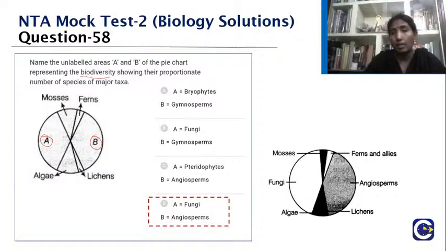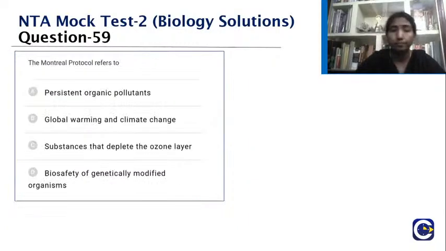You can see here, we have the mosses, then we have those ferns and all. That is followed by the angiosperms, the shaded area. Then we have those lichens, the symbiotic association of algae and fungi. Then we have the fungi, then we have those mosses. So this is the biodiversity represented in the form of a pie chart.